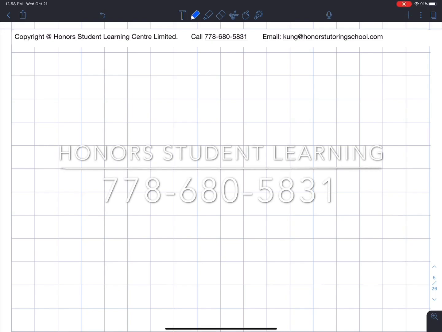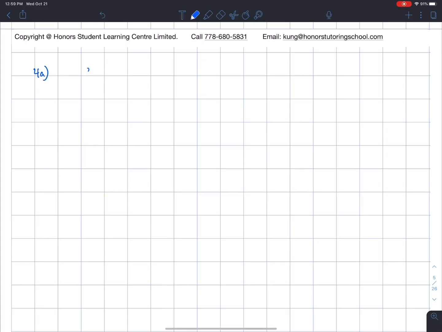Okay, moving on to question 4. 4a, we want to find the lowest common multiple, because both 3 and 5 are prime numbers already. So when they are prime, you just multiply them. So the lowest common multiple is just 3 times 5. So this works whenever both are prime.